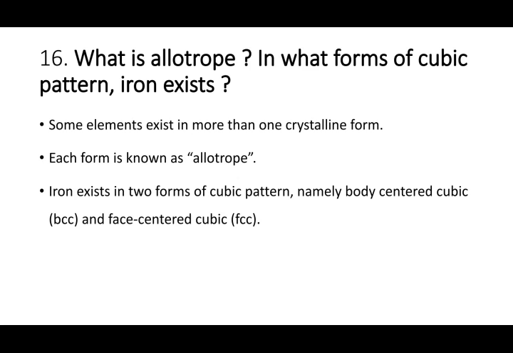Next question, what is allotrope? In what form of cubic pattern does iron exist? Some elements exist in more than one crystalline form. Each form is known as allotrope. And iron exists in two cubic forms, that is BCC and FCC.